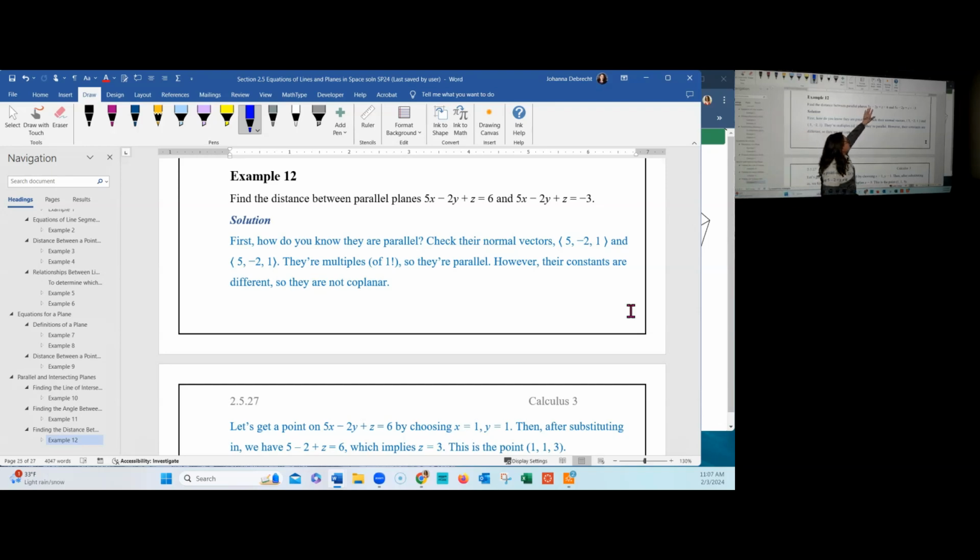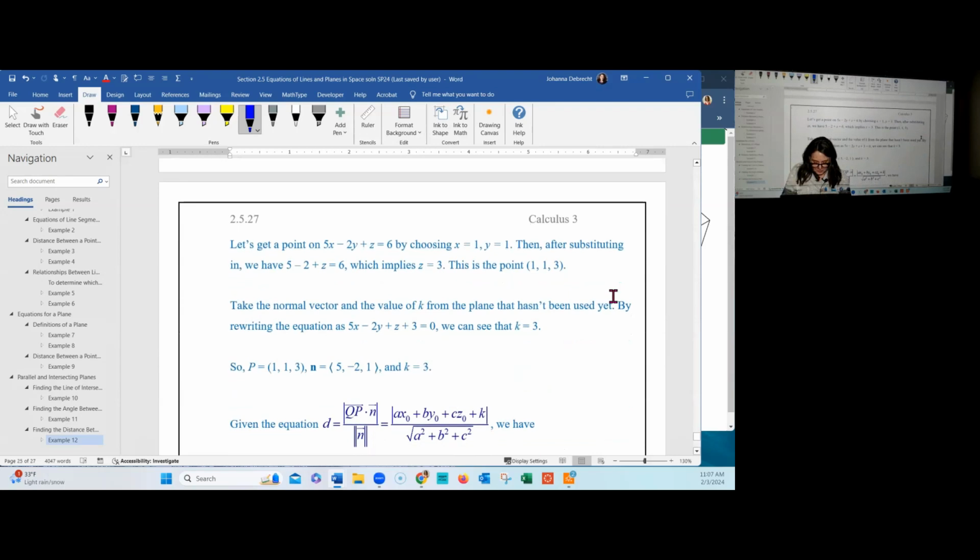Well, the coefficients of the x, y, and z give us the normal vector, which is 5, negative 2, 1, and it's 5, negative 2, 1 on that one. But they're not the same plane because their constants are different, all right? So in the first one, k would be negative 6, and in the second plane, k would be positive 3. Again, remember, you have to move it over to the left so it's equal to 0. So we know they're parallel because their normal vectors are equal, all right? But as long as they're constant multiples, they would be parallel. Their constants are different, so they're not the same plane.